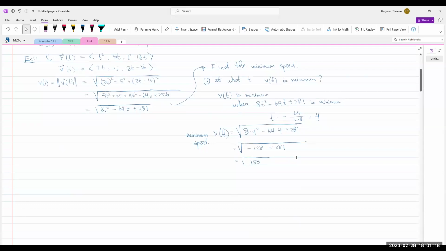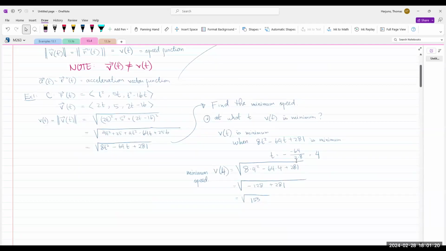Okay. Now, of course, another way to find when this minimum happens is you do the first derivative, right? So 16t minus 64, you set it equal to 0. But when you do the first derivative, it may just give you an extreme value, or maybe it's not the maximum, not the minimum. You see what I mean?